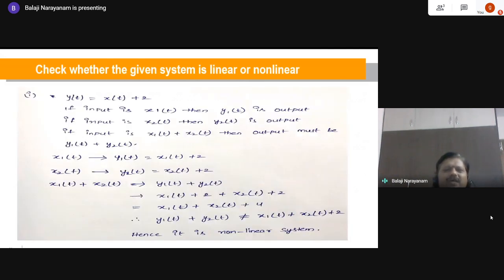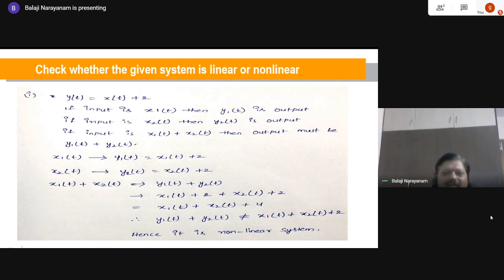So now we are given a simple problem. y of t is equal to x of t plus 2, and we are asked to find whether the given system is a linear system or a non-linear system. So you take the input. First input x1 of t, corresponding output is y1 of t. Second input is x2 of t, corresponding output is y2 of t.